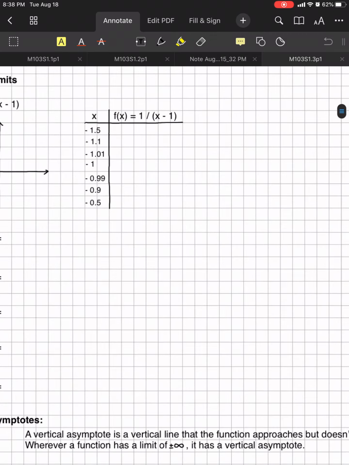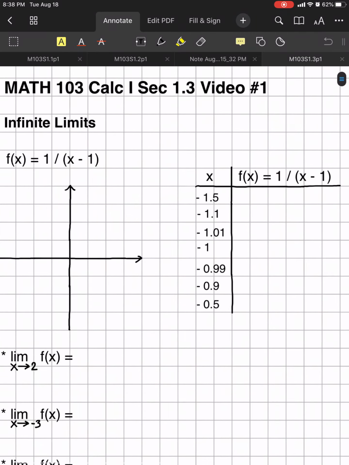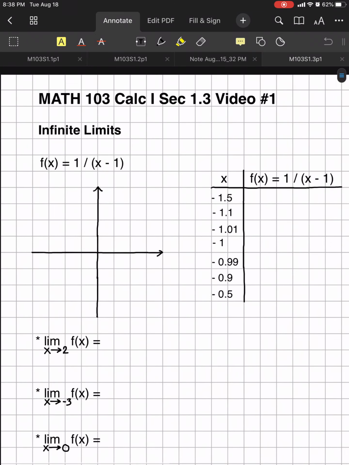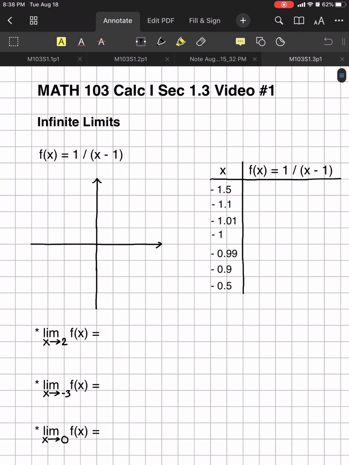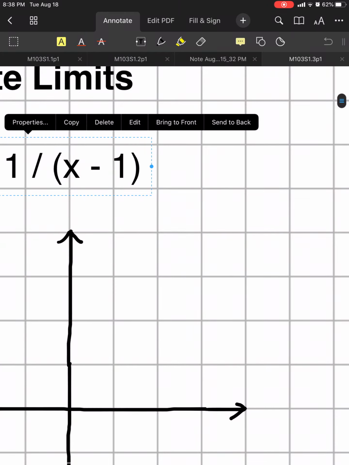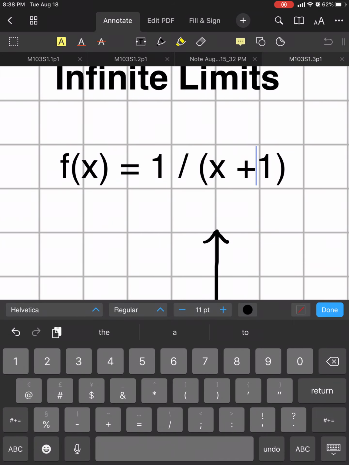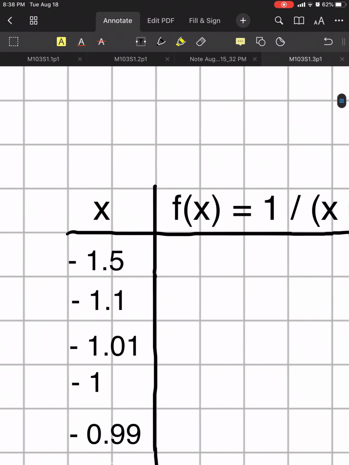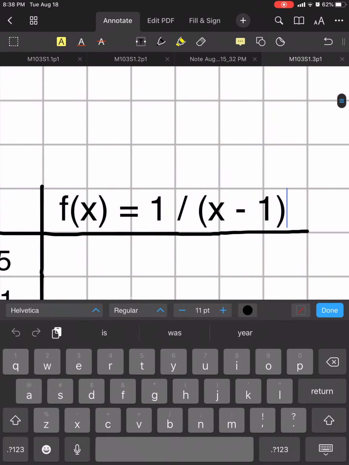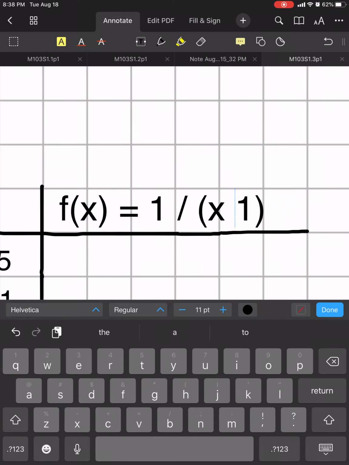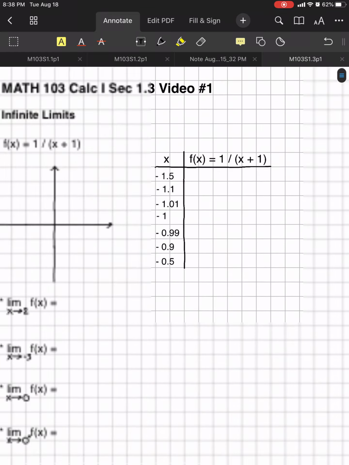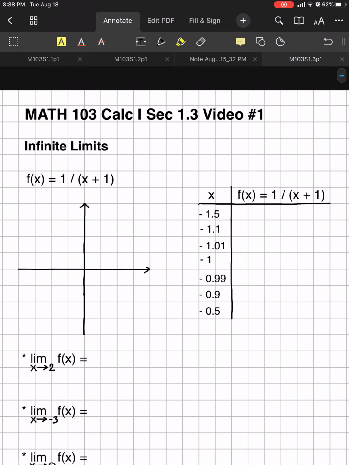So in order to start, let's zoom in on this top section here. Hang on, let me fix this. That needs to be a plus, and this needs to be a plus. Okay, there we go. All right, so let's get that right again.